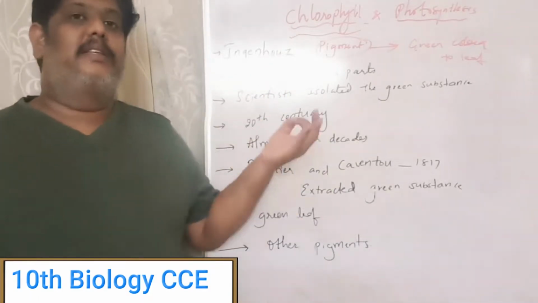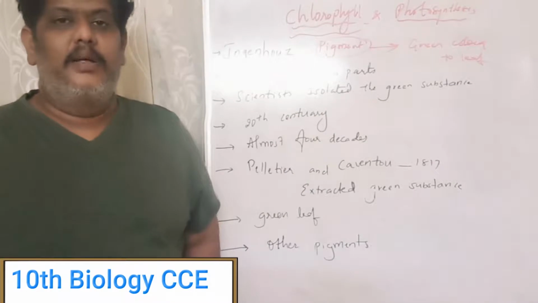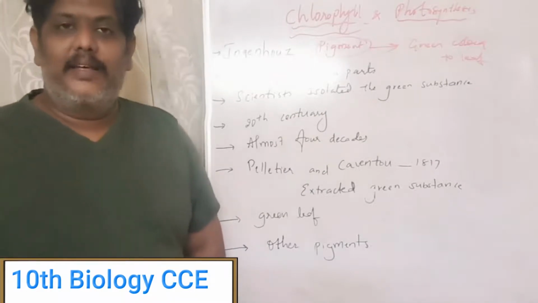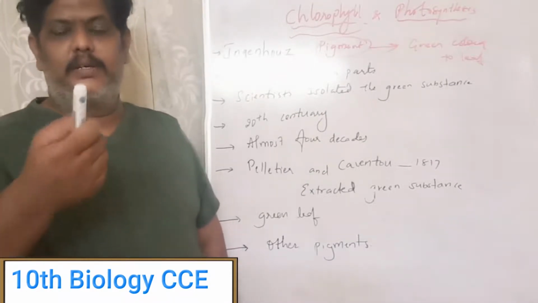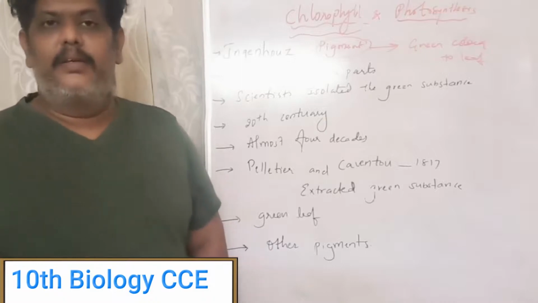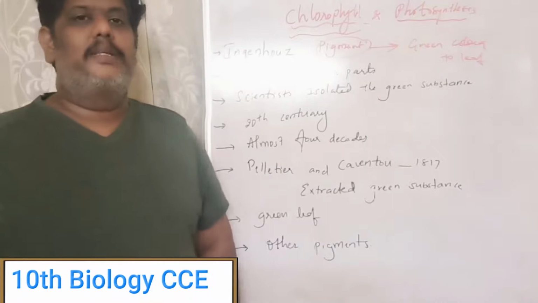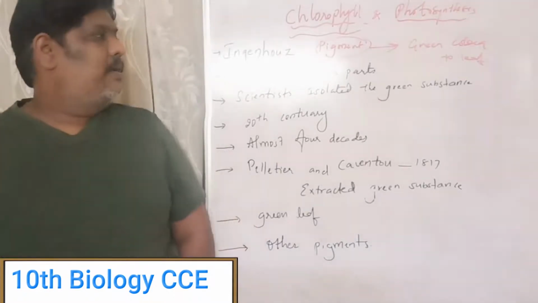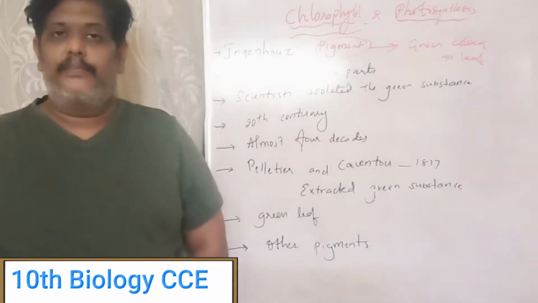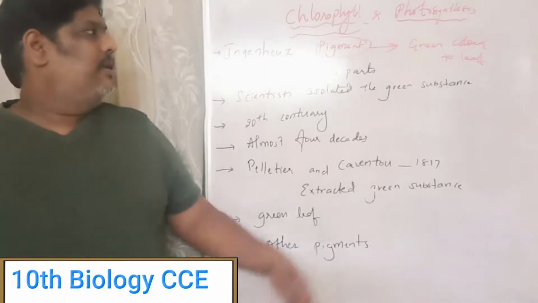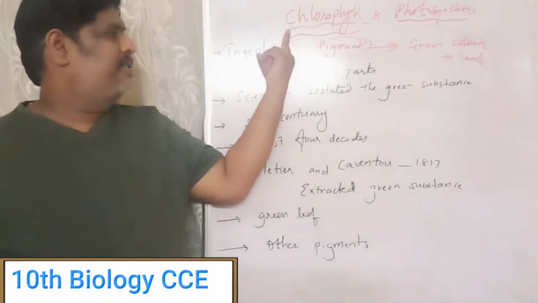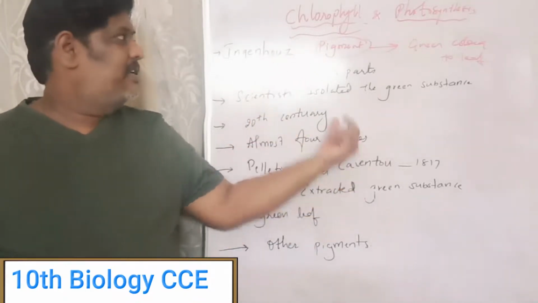Even the same kind of pigment is present in the blood. Why is the blood red in color? Because there is a pigment present in the blood. What is the pigment? Yes, you're right. Hemoglobin is a pigment present in the blood, which makes the blood look red in color. Similarly, there is a pigment present in the leaf which gives the green color to the leaf.